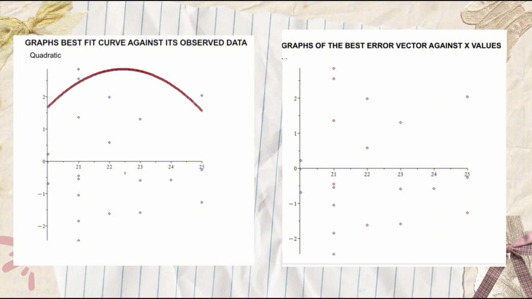And for the second graph, this graph shows the residual errors against student age. The residuals are scattered around zero without any obvious pattern, indicating that the quadratic model provides a reasonable fit to the observed data. Therefore, both graphs suggest that the quadratic model is suitable for representing the relationship between students' age and the average daily AI usage.